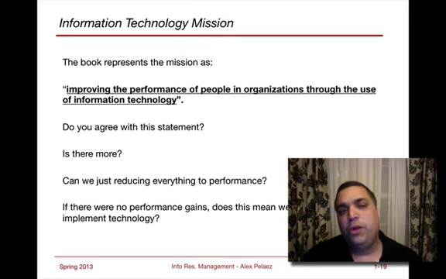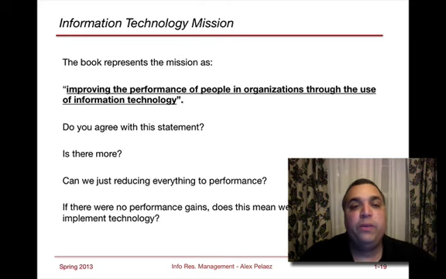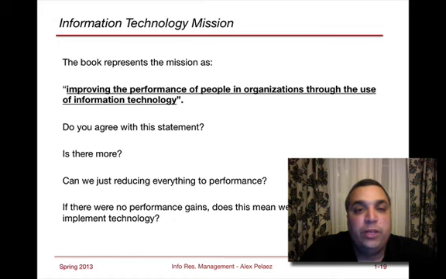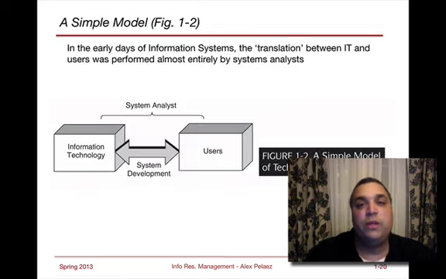So in your book, it represents the mission as improving the performance of people and organizations through the use of information technology. So the question is, do you agree with this statement? I mean, is people's performance actually improved because they use information technology, or is there something else? If there were no performance gains, does this mean we should not implement technology? So you can use Blackboard, and actually I'd like to encourage you to use Blackboard to answer this type of question. I'll make sure that it's posted on Blackboard for you.